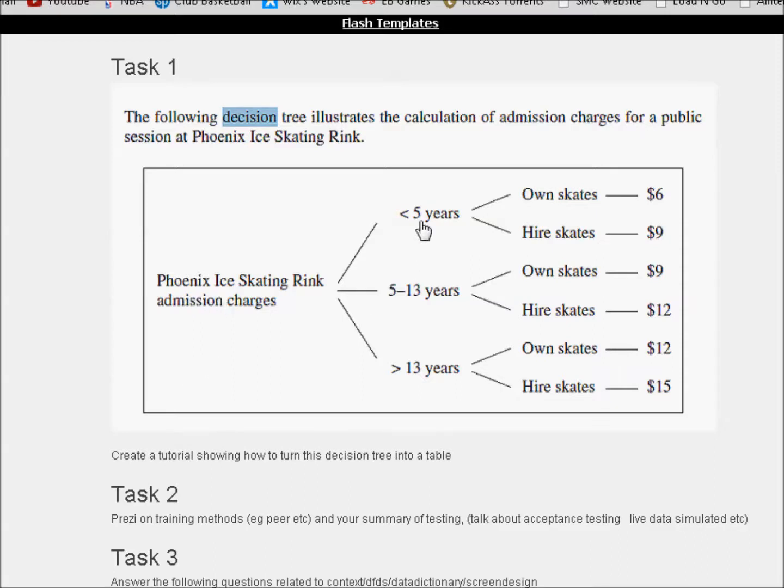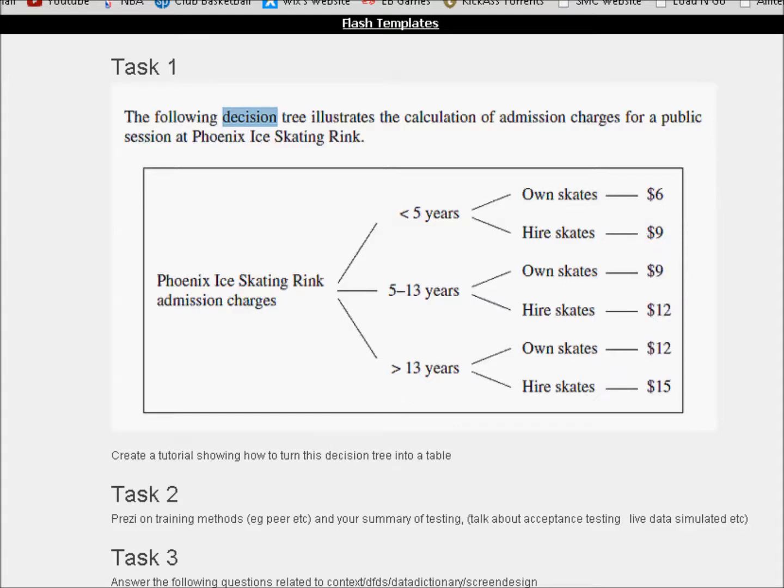Then we break into what you call conditions. We have less than 5 years, 5 to 13 years, and greater than 13 years, each breaking off into different outcomes. The two outcomes for each are either own skates or hire skates. Sorry, I made a mistake: these are conditions also, so there can be more than two sets of conditions. These are conditions, and these are the outcomes. The prices are the outcomes: $6, $9, $9, $12, $12, and $15.